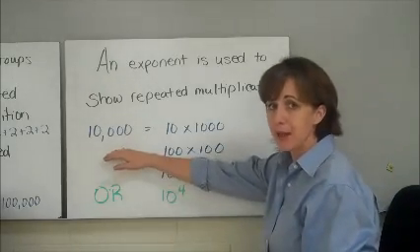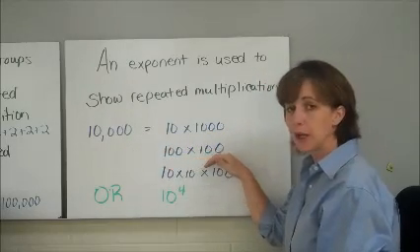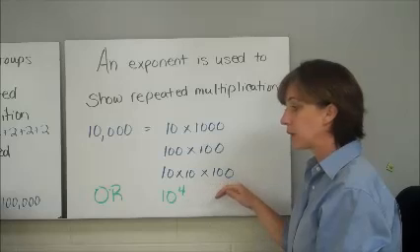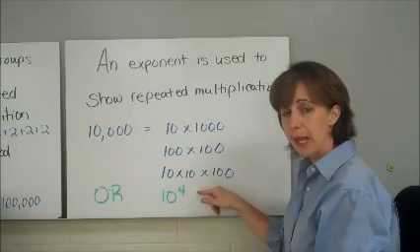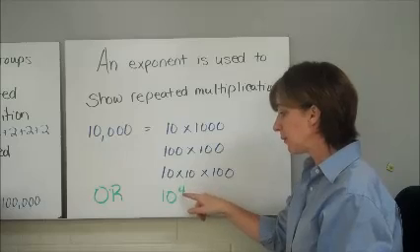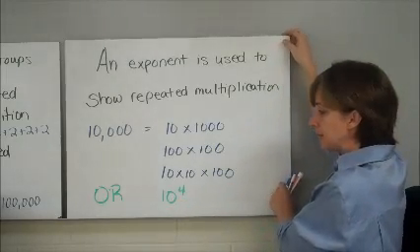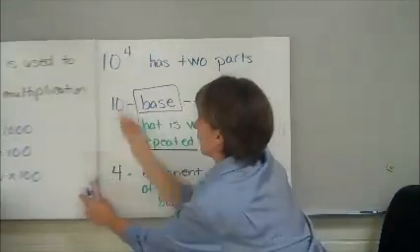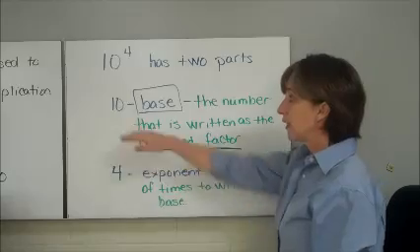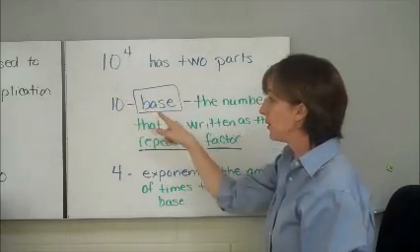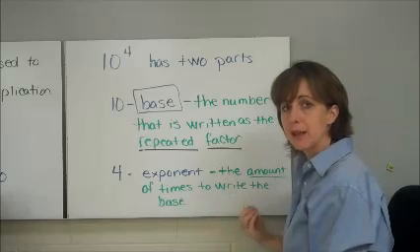So here is 10,000 that could be written 10 times 1,000, or 100 times 100, or 10 times 10 times 100, or simply 10 to the 4th power. An exponent is a small number that attaches to its base to tell you how many times to write it. 10 to the 4th power has 2 parts. The first part, the 10, is called the base. The base is the number that's written as a repeated factor.